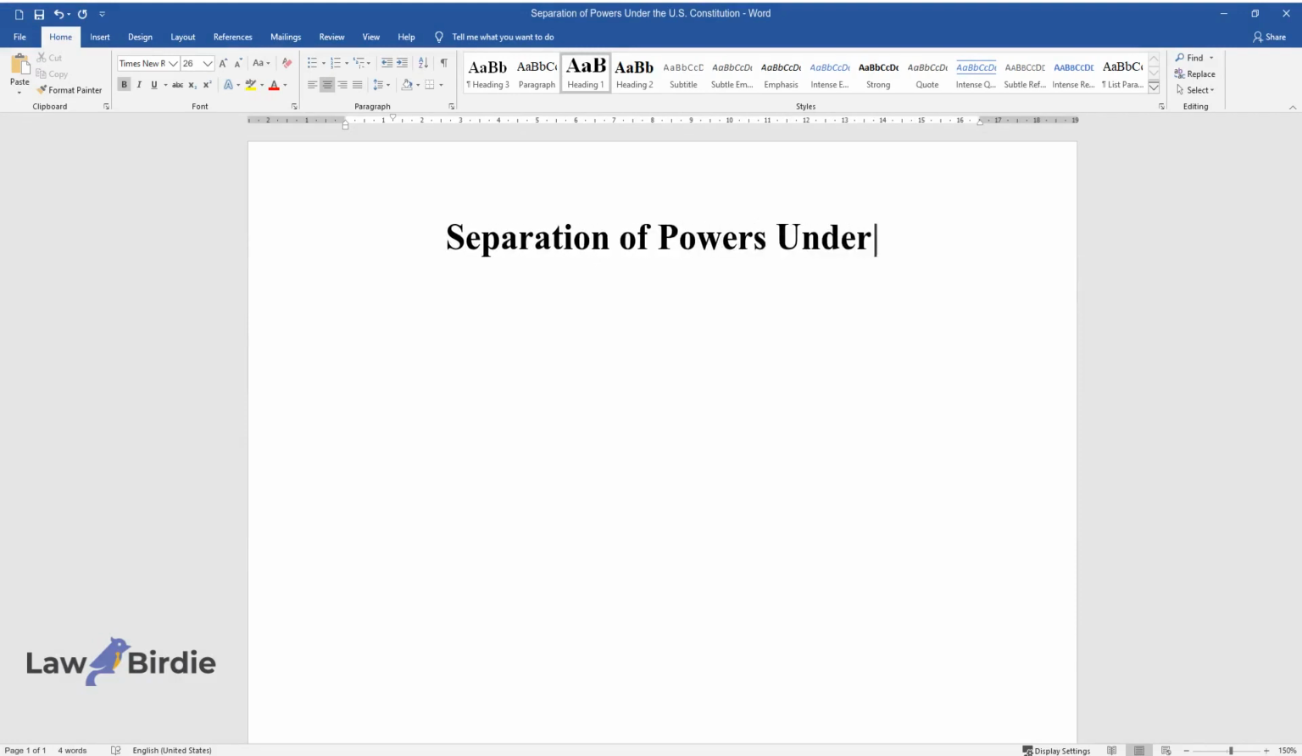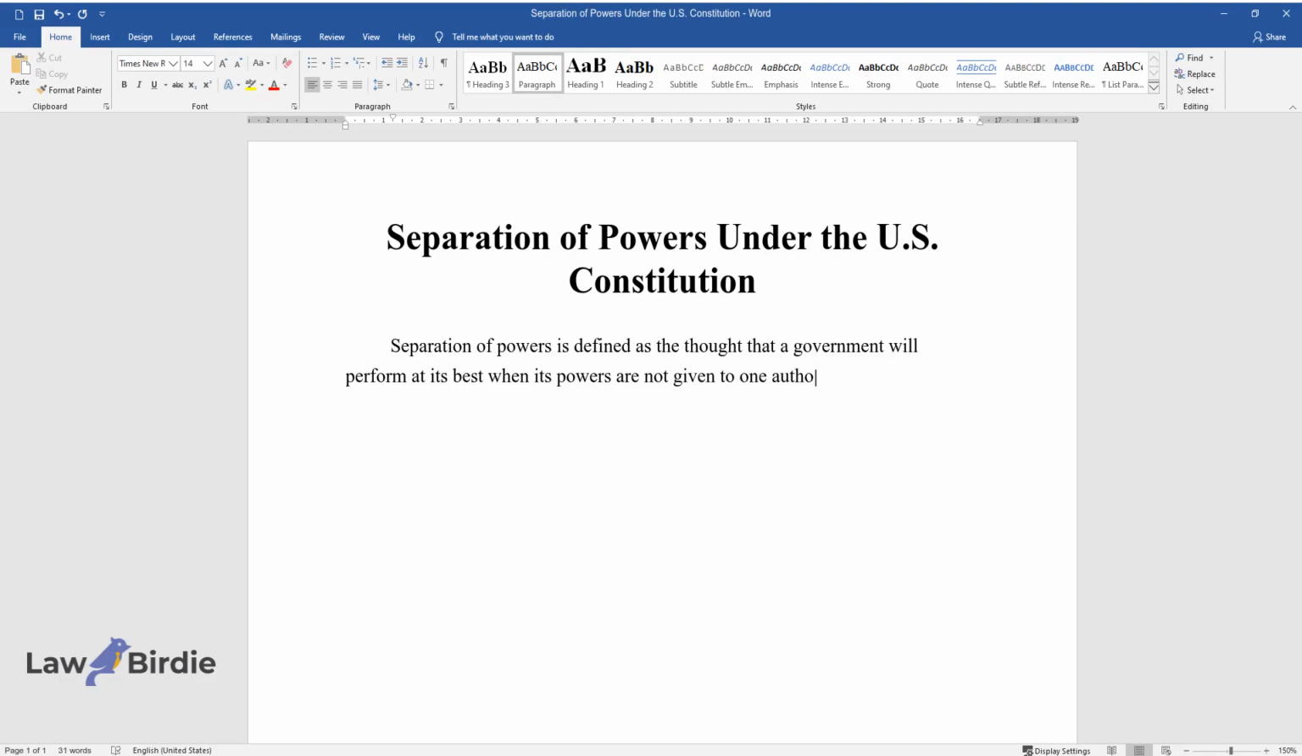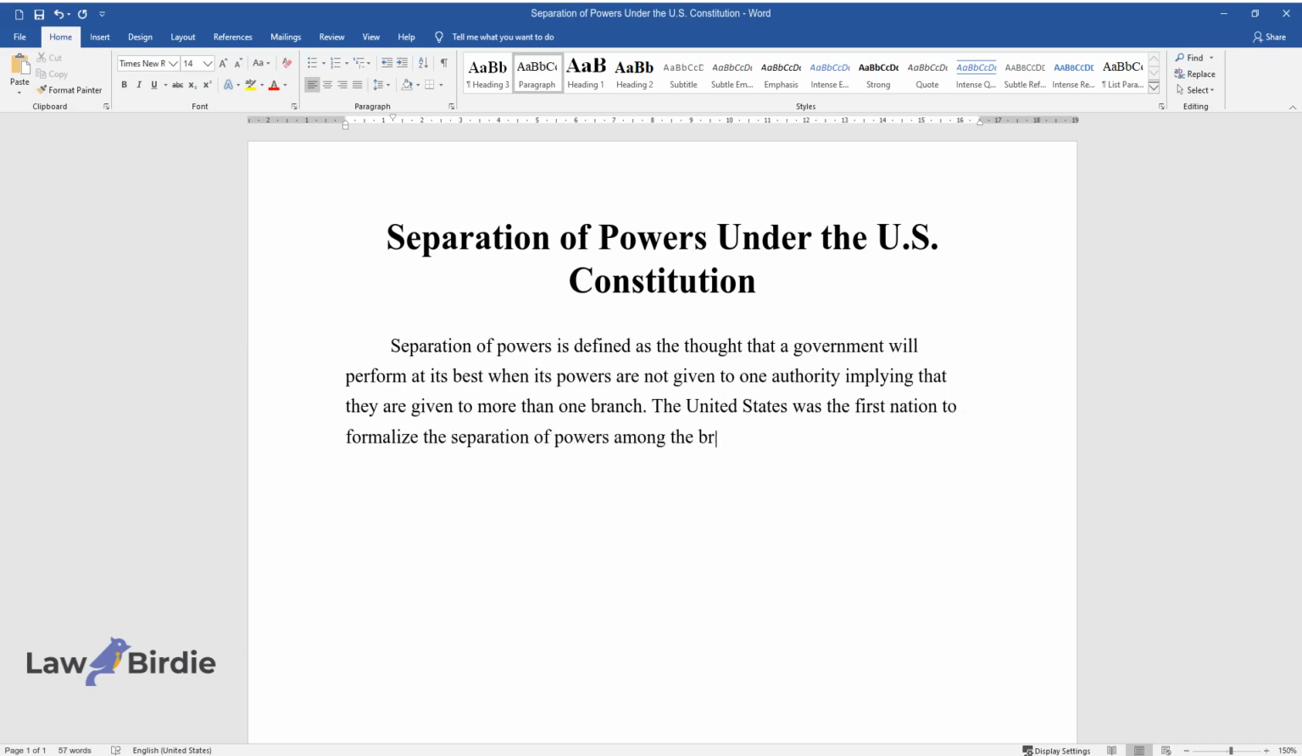Separation of powers under the U.S. Constitution. Separation of powers is defined as the thought that a government will perform at its best when its powers are not given to one authority, implying that they are given to more than one branch. The United States was the first nation to formalize the separation of powers among the branches in a written constitution.